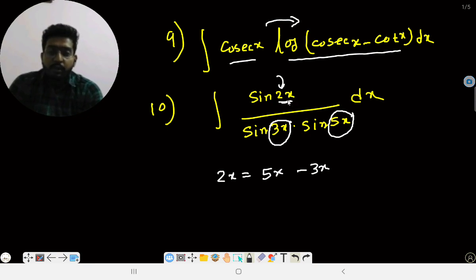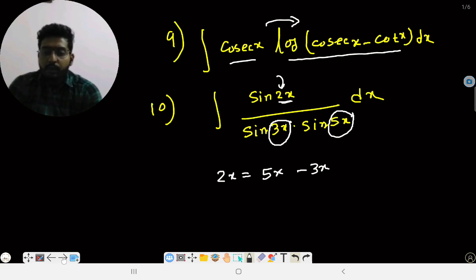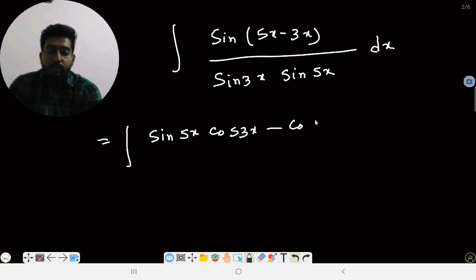So this is how we'll write it. The numerator will become sine of (5x minus 3x), since 2x can be written as 5x minus 3x. And the denominator is given as sine 3x into sine 5x dx. Now look at the numerator. It is a formula, sine(a minus b). The formula is sine a cos b minus cos a sine b.